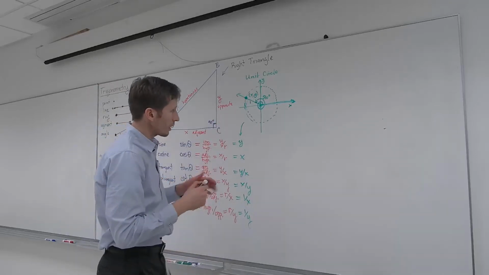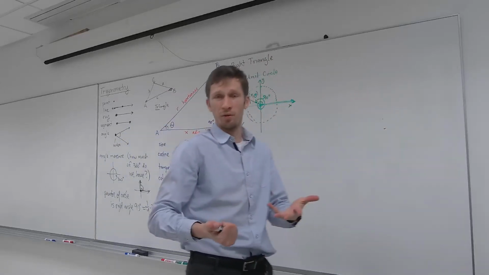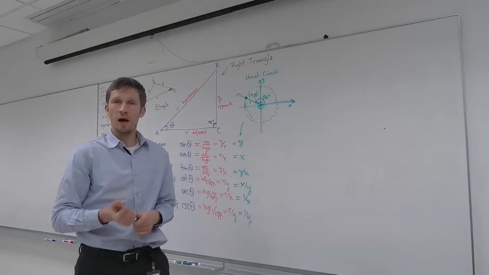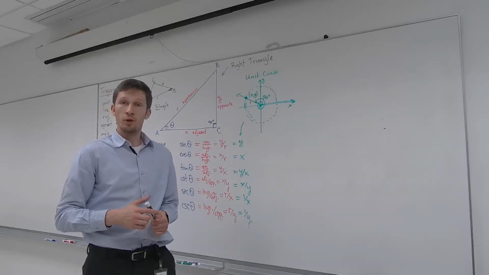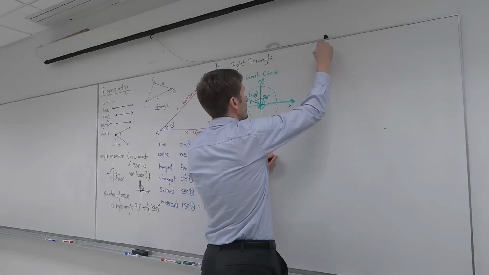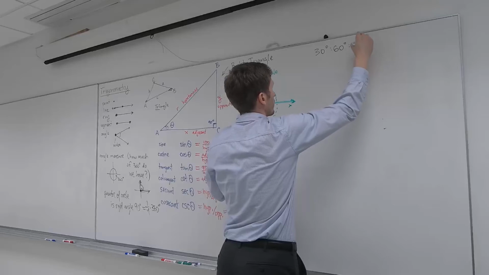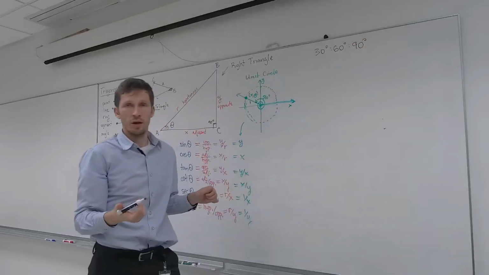So let me show you what I would call common angles. Let me talk about common angles and common triangles in that sense. So let's look at the 30, 60, 90 degree case, the 30, 60, 90 degree triangle.